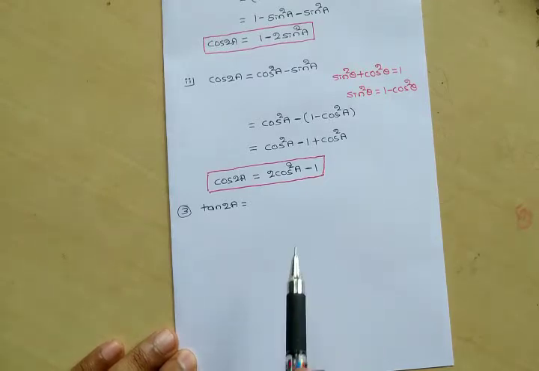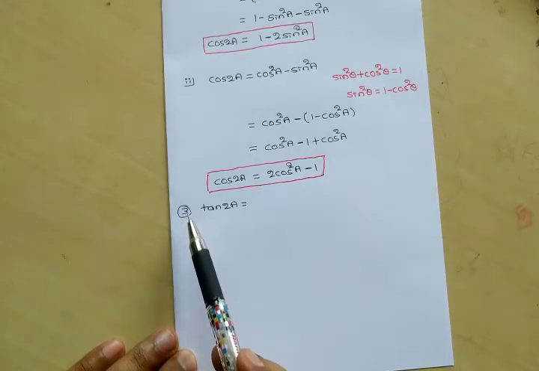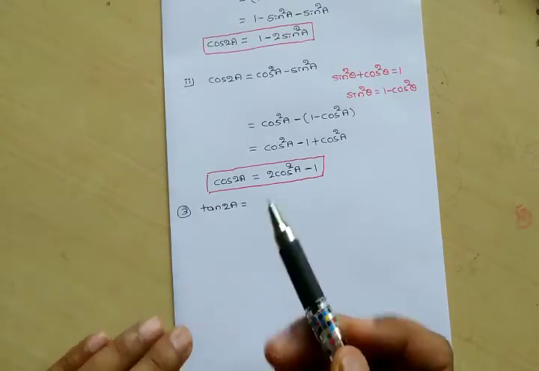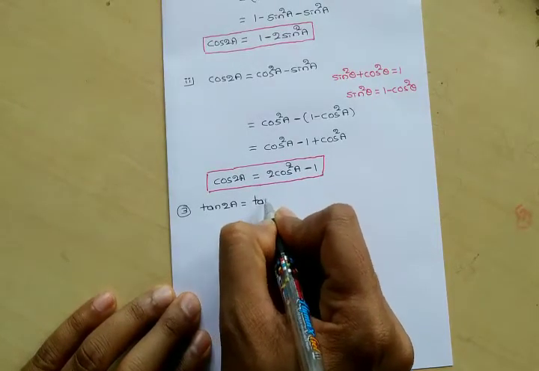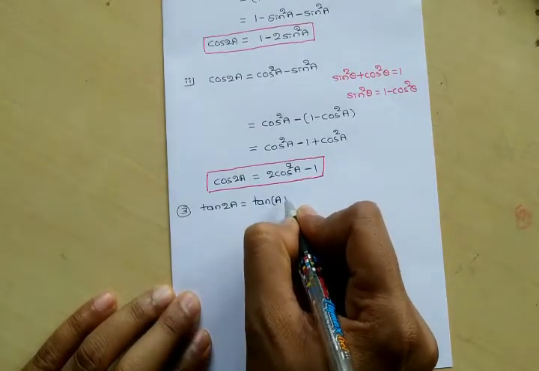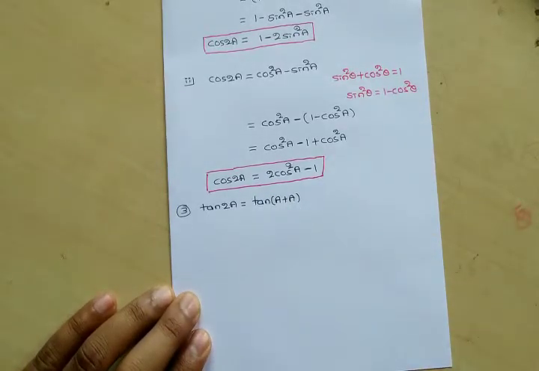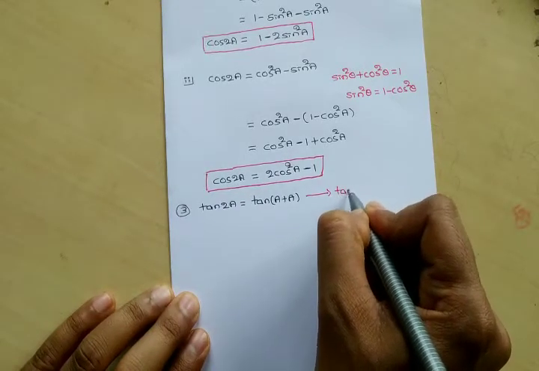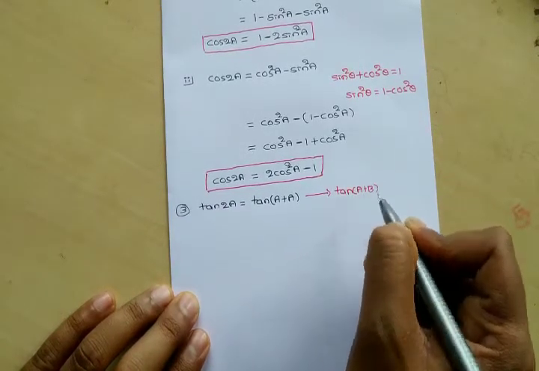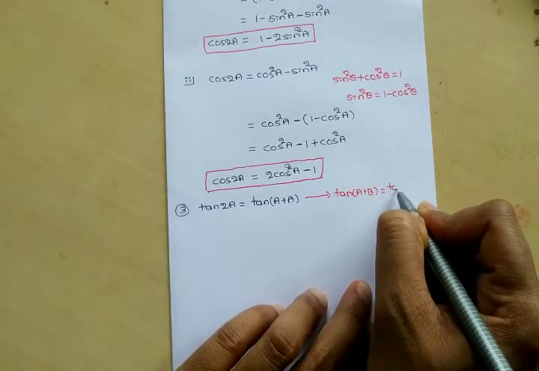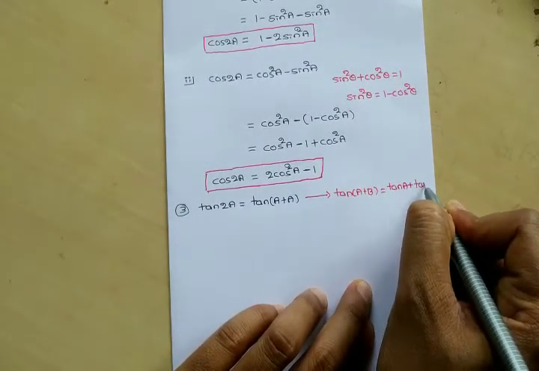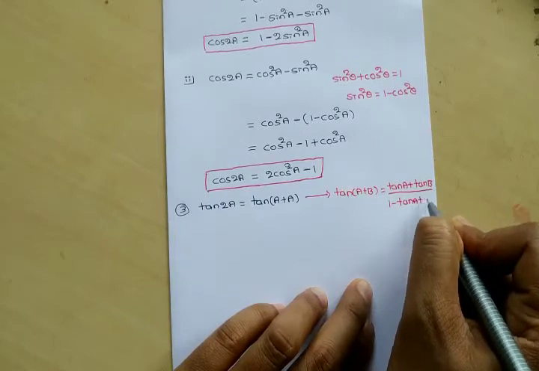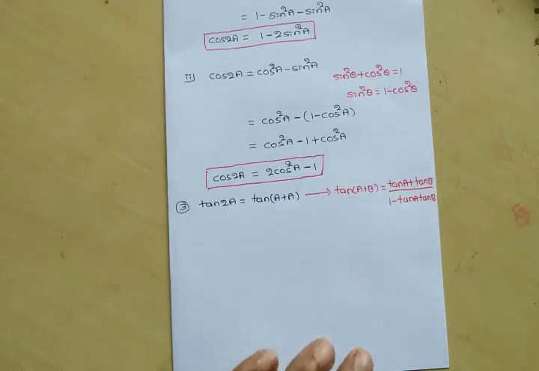Next we will see the third one, the tangent ratio of the multiple angle 2A. Here also it is the same. So tan I am going to keep as it is, and 2A can be written as A plus A. That time you need to apply the compound angle formula, tan of A plus B. You know that formula: tan A plus tan B upon 1 minus tan A into tan B. So you apply that formula.